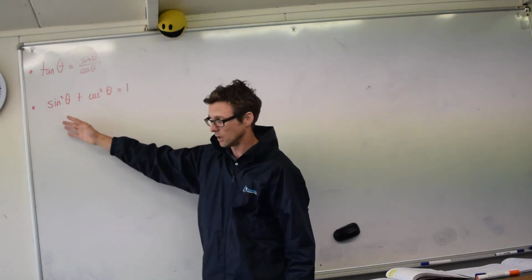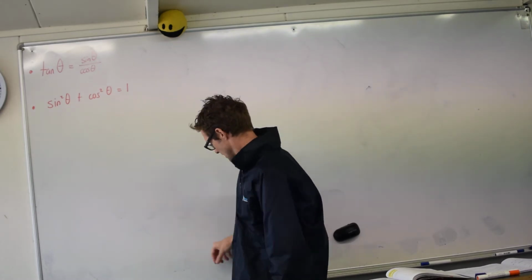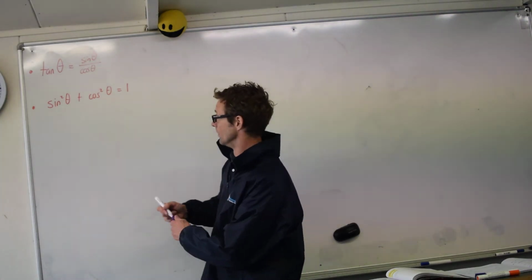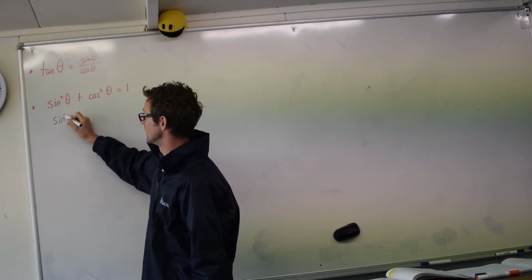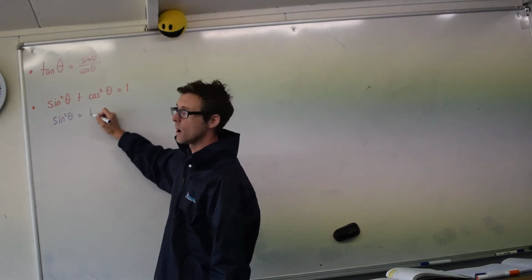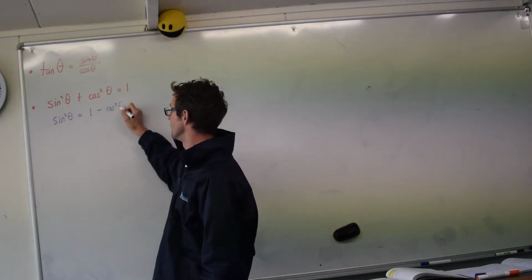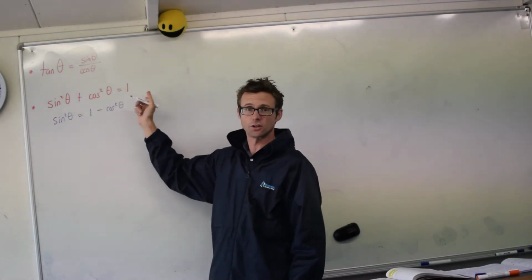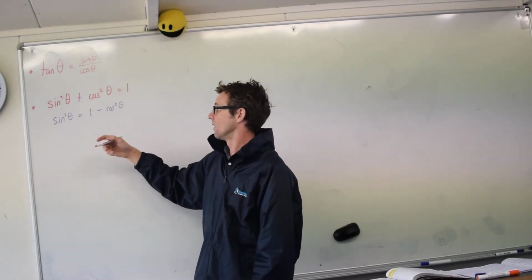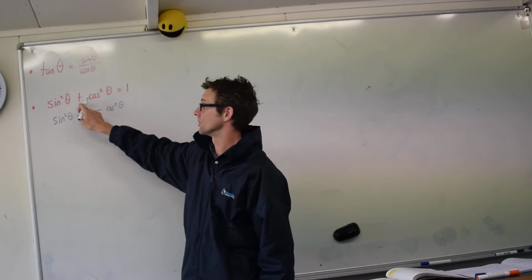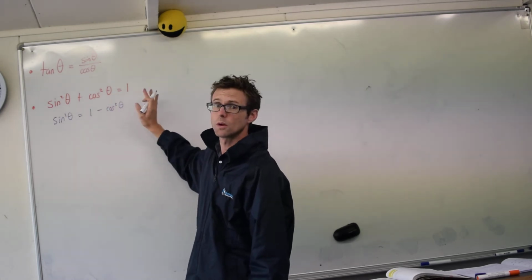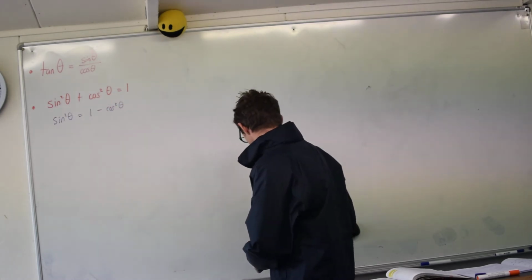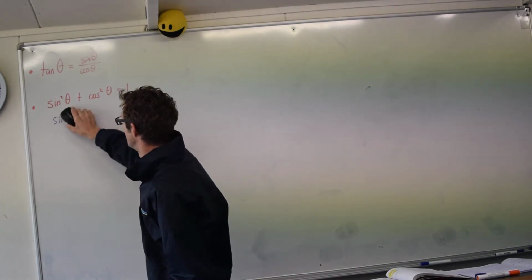So for example, you could rearrange this so that you have sine squared theta equals 1 minus cosine squared theta. We do that by moving this across to the other side. And of course the other way would be to move the sine across. Cosine squared theta will equal 1 minus sine squared theta. So just be aware of those as well.